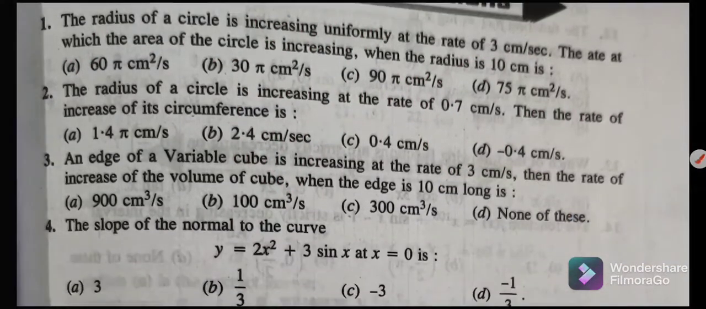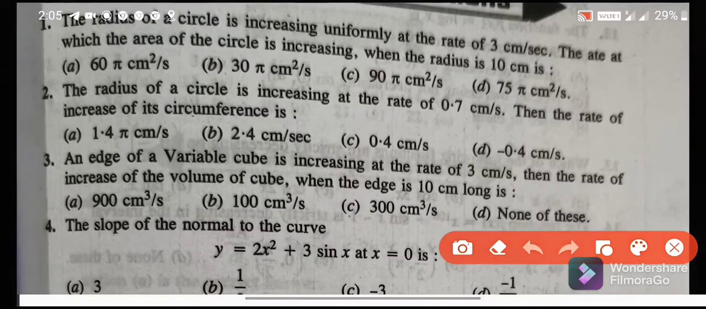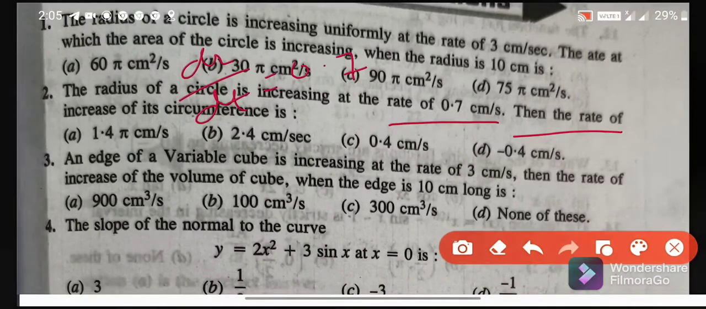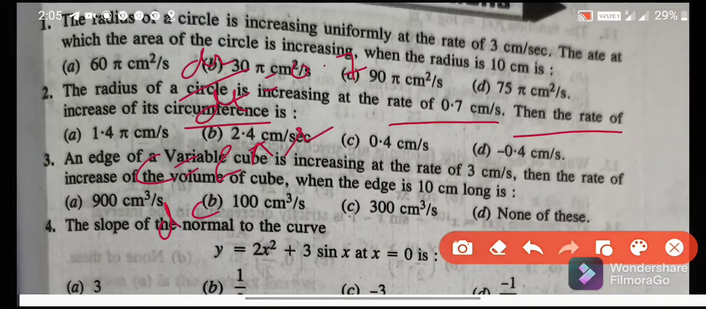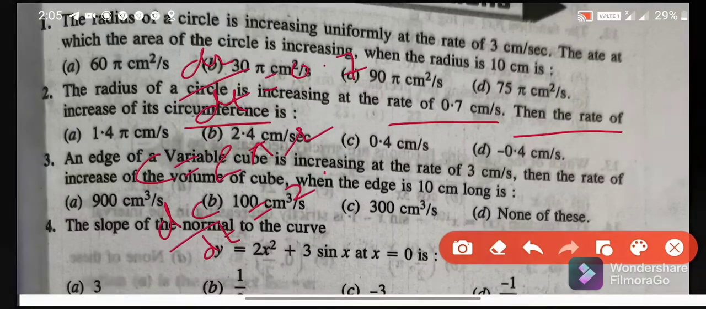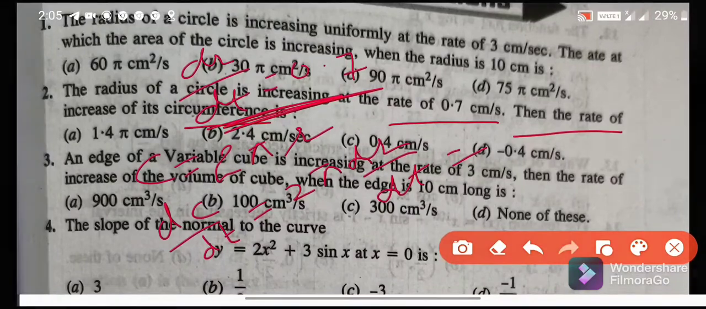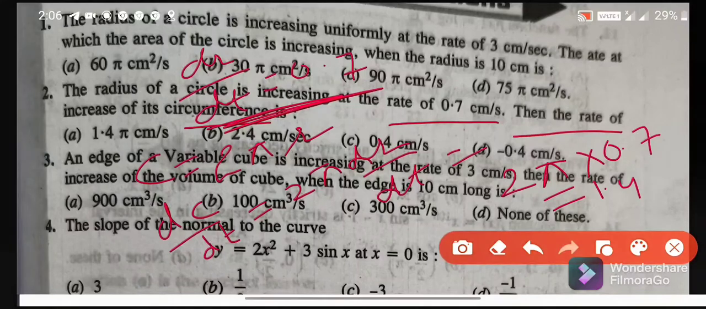Next question, the radius of a circle is increasing at the rate of 0.7 centimeter per second, that is dr/dt is given as 0.7. The rate of change of circumference: the formula of circumference of a circle is 2 pi r. Rate of change of circumference, differentiate this equation, 2 pi dr/dt. Now put the value of dr/dt in this equation. 2 pi multiplied by 0.7, that is 1.4. So the answer is the first option.